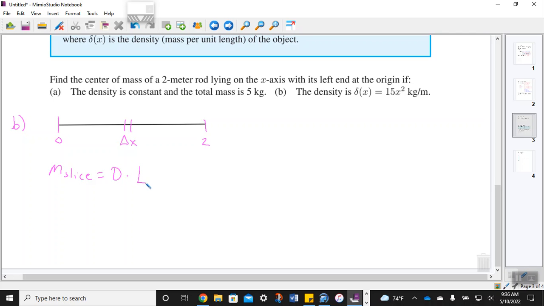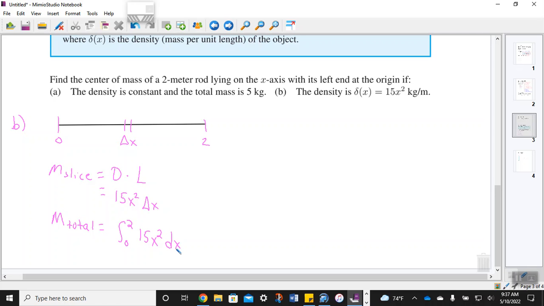Help me with this then, friends. The mass of this slice is going to equal, what's the density function at that particular x value, kids? 15x squared. It's going to be 15x squared times the length of this little slice, which is what, kids? So the total mass, I'll write m total down here, is going to equal the integral from, what are my limits on this rod? Of 15x squared dx.